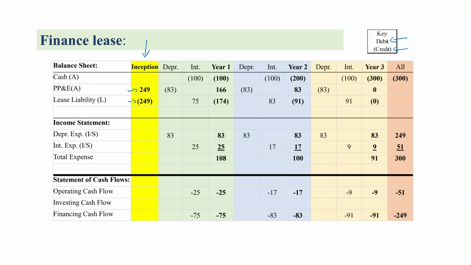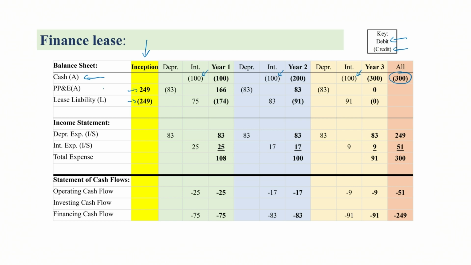So that was the inception of the lease. Now I'm going to go through account by account, okay? So let's start with the cash account. At the inception of the lease, the company didn't pay any cash, but in the first year, the company had to make a $100 cash payment. In the second year and in the third year, they made $100 cash payments. So if you put all 3 years together, they made $300 of cash payments on this lease, okay? That's the cash account over the course of this finance lease.